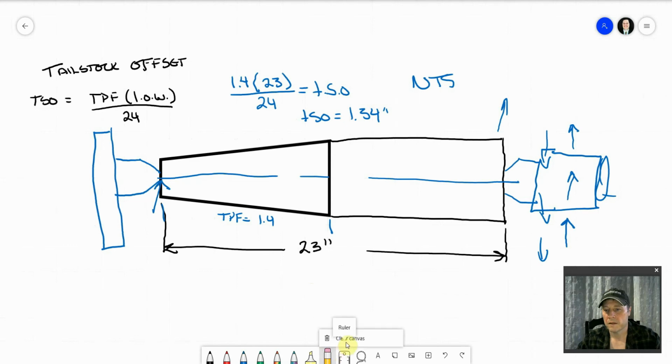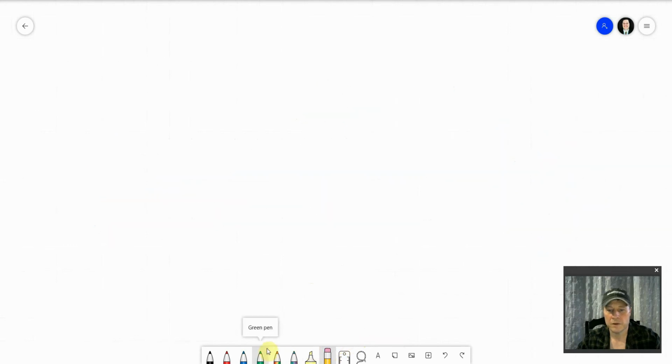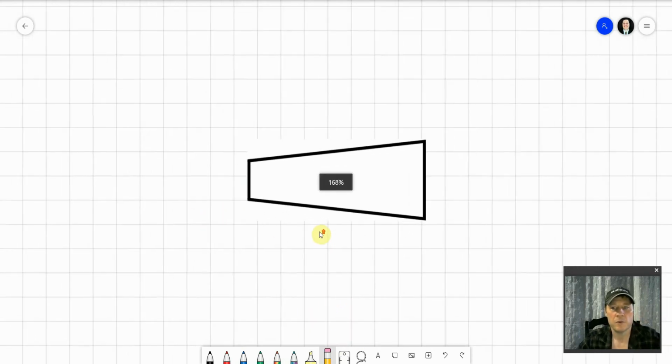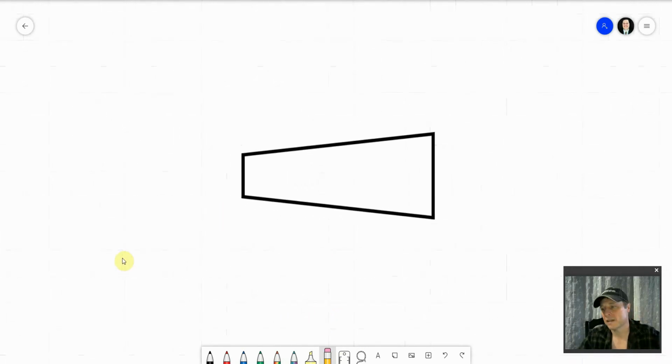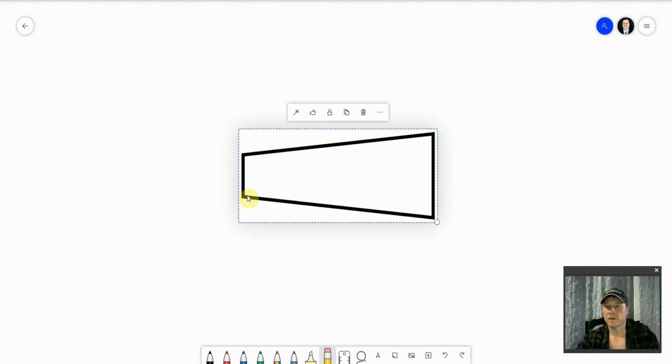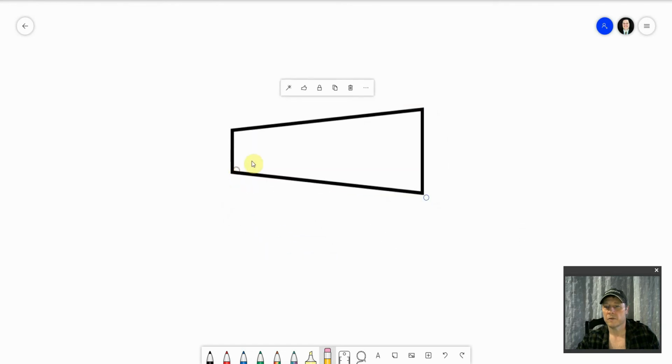Okay, the next thing that we want to do here is we want to look at the formula for setting up the compound rest. So imagine again, actually I could probably just take this part. I don't know if I can rotate it or not. Maybe I can. No, I'll have to do it on here. Anyway, doesn't matter. So imagine that we're going to cut this part with a compound rest.